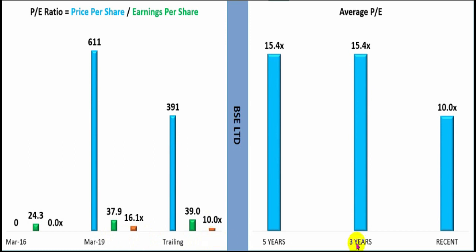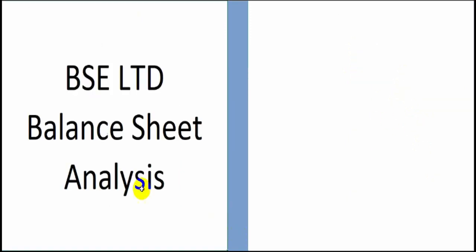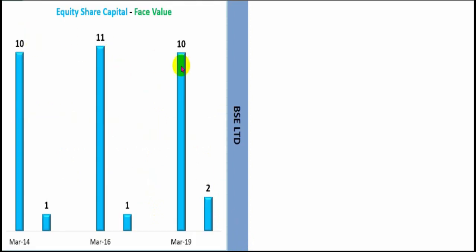Let us look at where it was trading over 5 and 3 years period. We can see in the last 3 years it was quoting at around 15.4 times its earnings, whereas currently it is available at 10 times, which is almost 5x lower than its 3 years average. Moving on to the balance sheet analysis, equity share capital stands at around 10 crores in 2019 and has been flat at around that value itself.